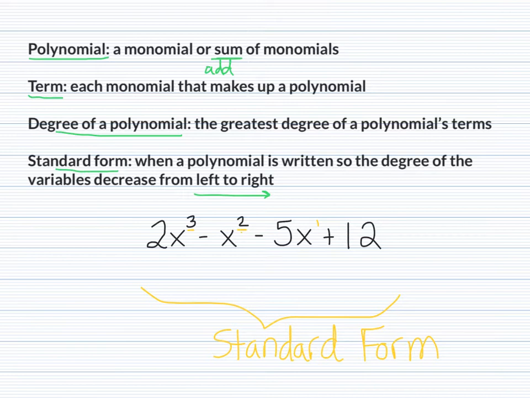In this standard form, we can find out a lot of information about the polynomial. So for example, we can see that the degree of the polynomial, so the greatest degree of the polynomial's terms, the greatest degree is 3. So this is a third degree polynomial.